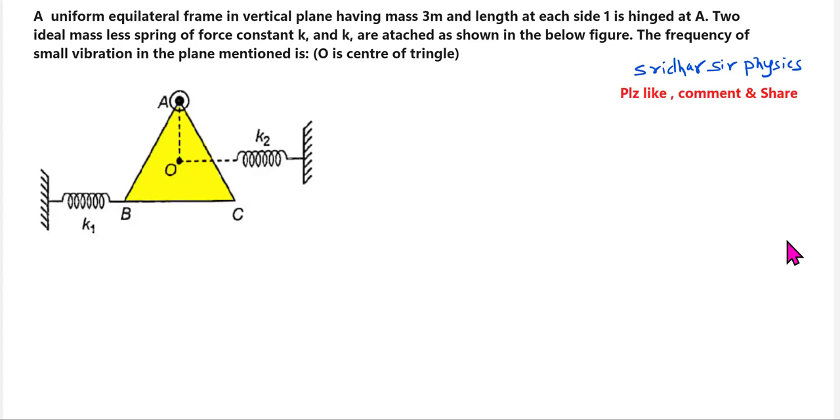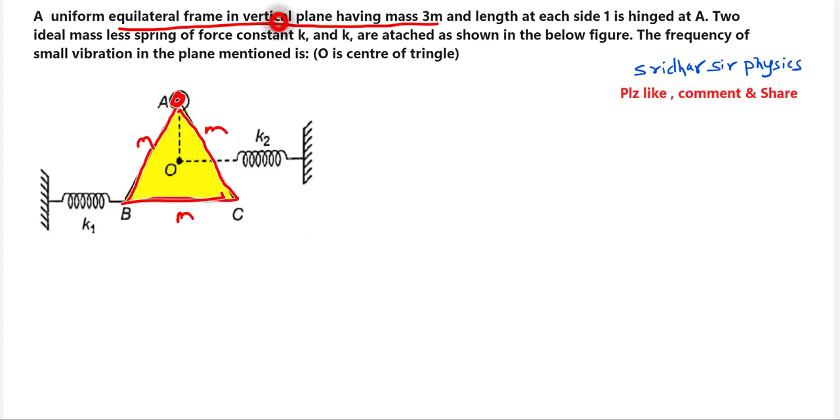Hello, kids. We'll discuss a problem based on simple harmonic motion. So the question is like this. We have a uniform equilateral frame in a vertical plane having mass 3m. So this is the frame, not a triangular plate. This itself is a frame of mass 3m, so each side will have mass m and length L.